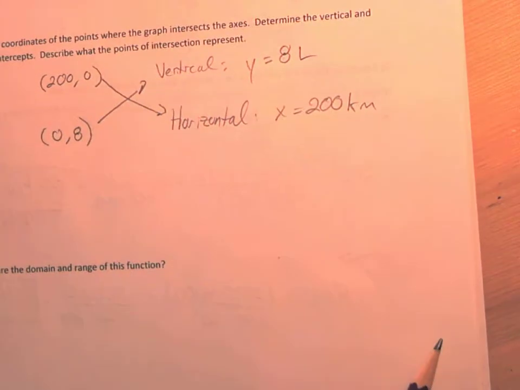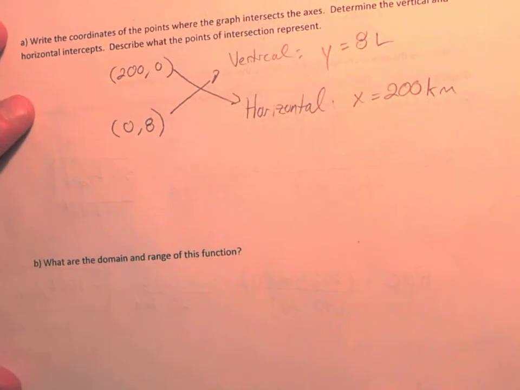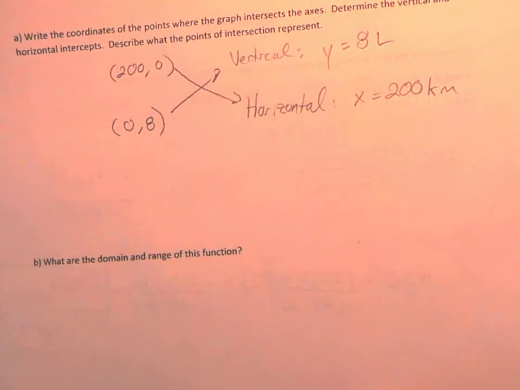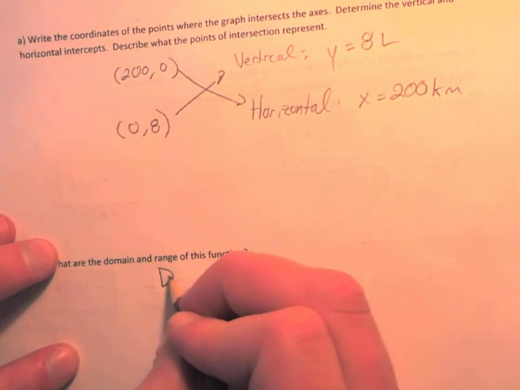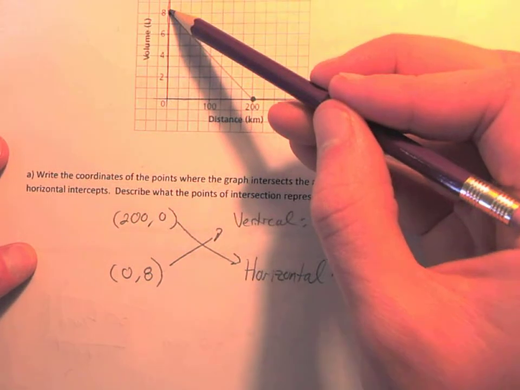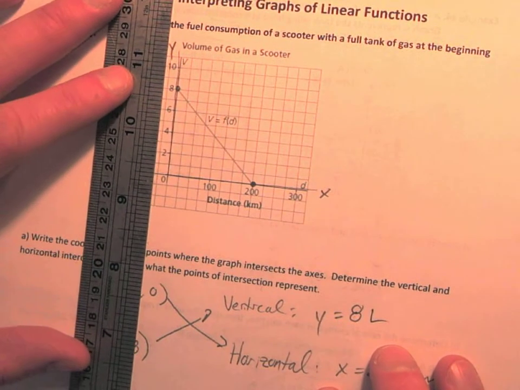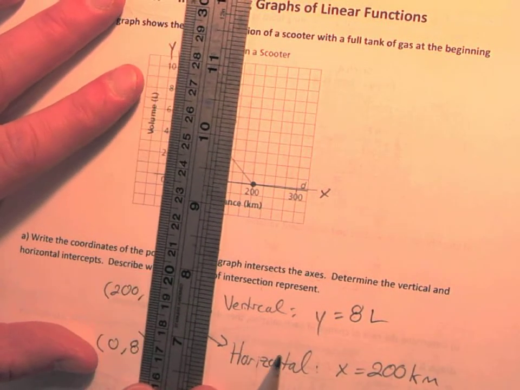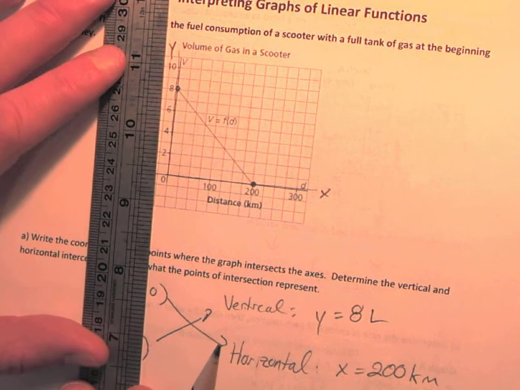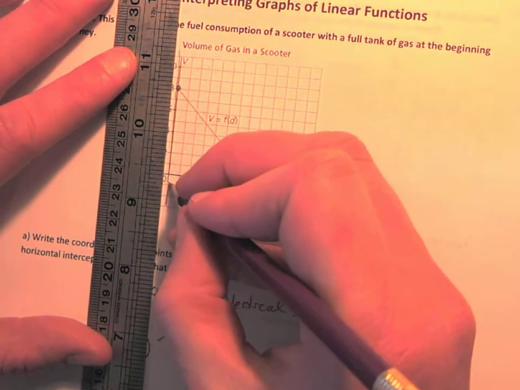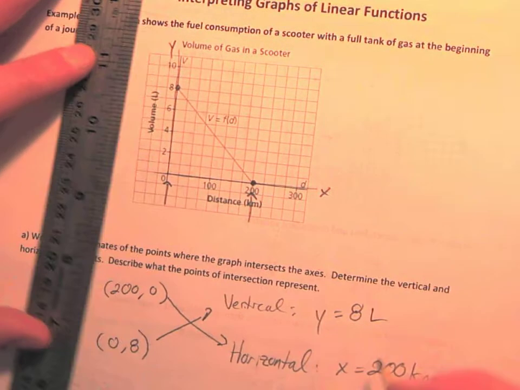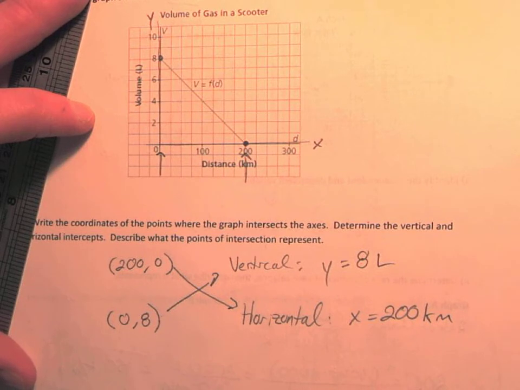Alright, so we went into intercepts, and where it can intersect. Every line intersects both axes at some point. B, what are the domain and range of this function? So our domain and range we've done before, so this is just review. Our domain in this example, remember domain is x always. So we go across, where does it hit first? There. Where does it hit last? There. Okay, so what x values does that represent? 0 and 200. Okay, so our domain goes from 0 to 200.